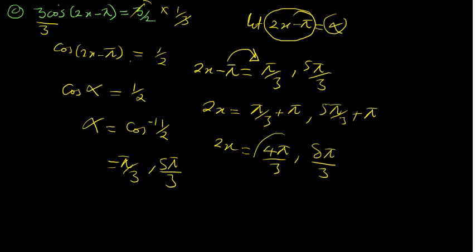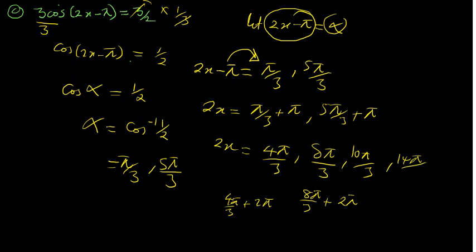And so to each of these, we are going to add 360 degrees. So to the first one, we are going to add 2 pi, which is 360. So that will be 4 pi over 3 plus 2 pi, which is going to give us 10 pi over 3. And then to 8 pi over 3, we are also going to add 2 pi, and that is going to give us 14 pi over 3.